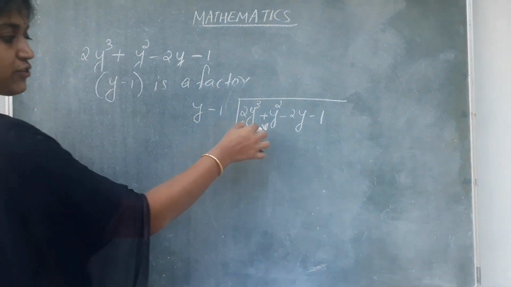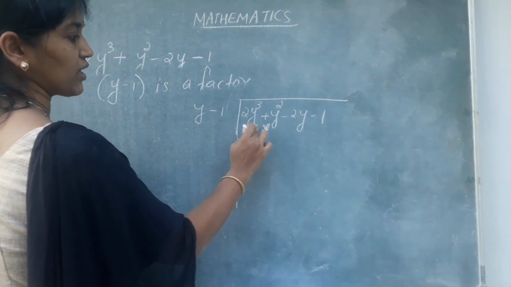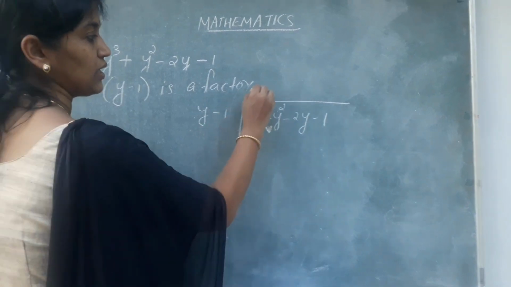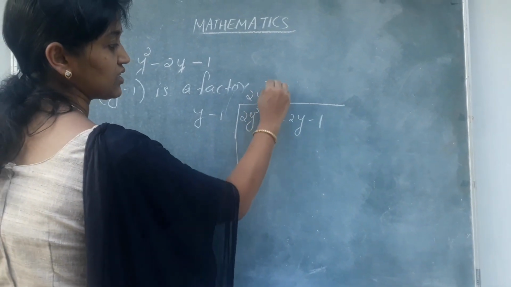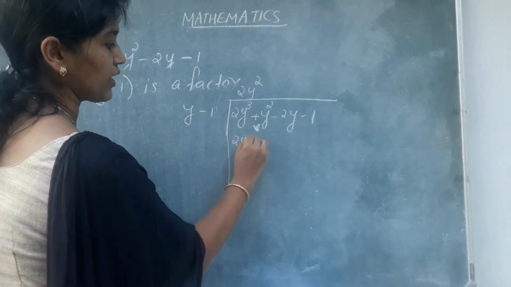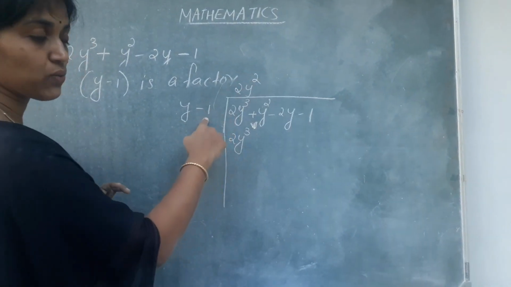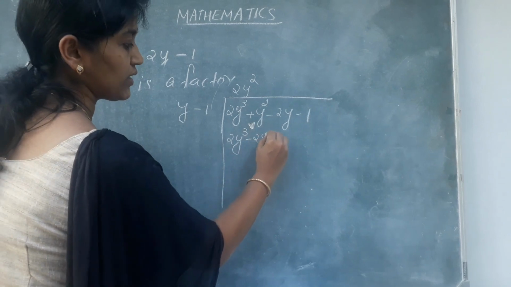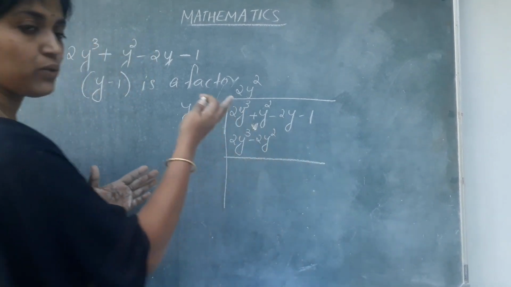So take the first term, that is 2y cube, divide by the first term. We will get the first term of the quotient, it is 2y square. Next, 2y square into y is 2y cube. 2y square into minus 1, it is minus 2y square. Next step, do the subtraction.